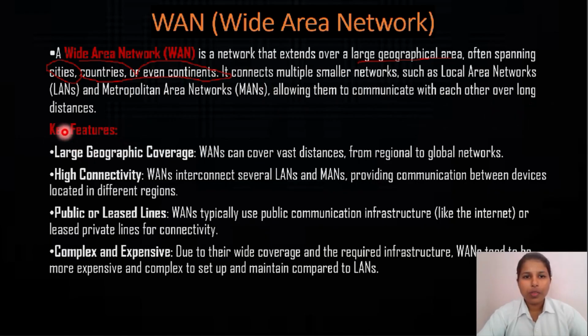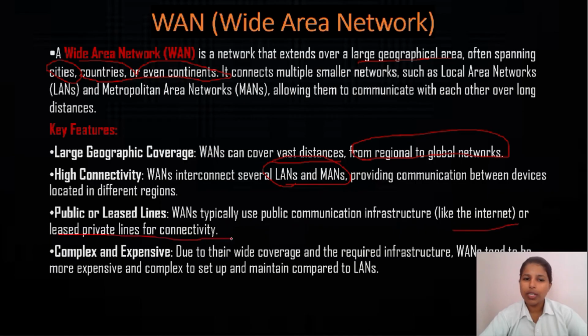So the key features of the WAN: it has large geographical coverage. As we said, it covers vast distances, from regional to global networks. It is connected over a big network. High connectivity: the WAN interconnects LANs and provides communication between devices located in different regions. And public or leased lines: the WAN typically uses public communication infrastructure like the internet or leased private lines for connectivity.